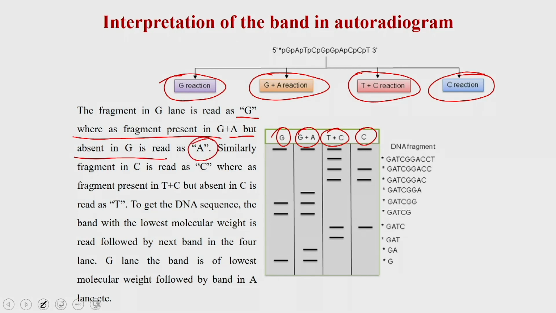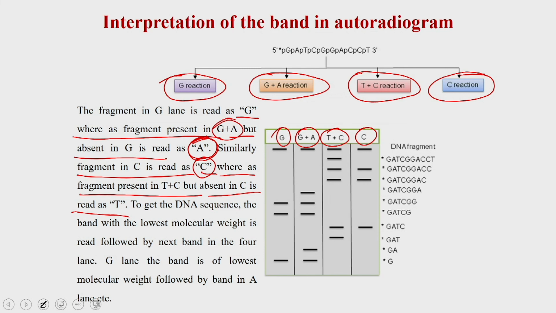Which means if you are getting 2 bands, one in the G lane and one in the G plus A lane, then you are going to have G and A together. But suppose you do not have the band in the G lane, then the band which is present in the G plus A lane is going to be read as A. Similarly, the fragments in C are read as C, which means all these fragments have a terminal C, whereas the fragment present in T plus C but absent in C is termed as T.